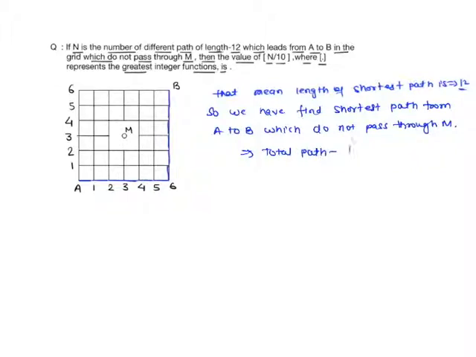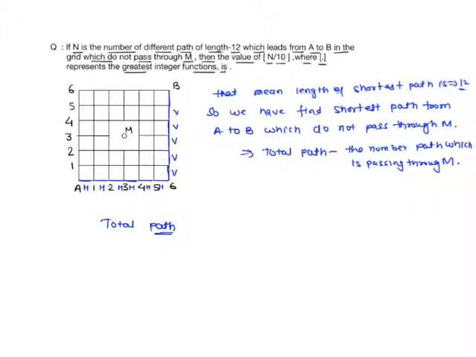So this we can find out as total paths minus the number of paths which are passing through capital M. So total paths. We can go horizontal or vertical. So this is horizontal, horizontal, horizontal, horizontal, horizontal, horizontal, vertical, vertical, vertical, vertical, vertical, vertical.